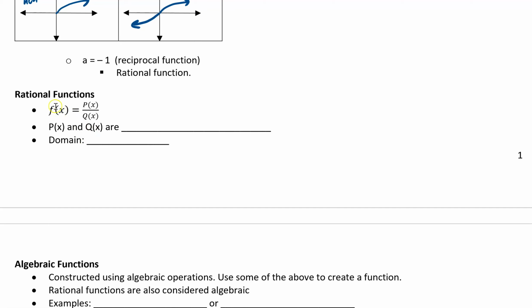Rational functions. This is f of x equals p of x over q of x. And this is where p of x and q of x are polynomials. This is also one that's a rational function. If you do a equals negative 1, then you would get y equals x to the negative 1, which is 1 over x. That is also a rational function. And the domain of rational functions is where q of x does not equal 0. Remember, denominators cannot be 0. All right, and those are our basics.